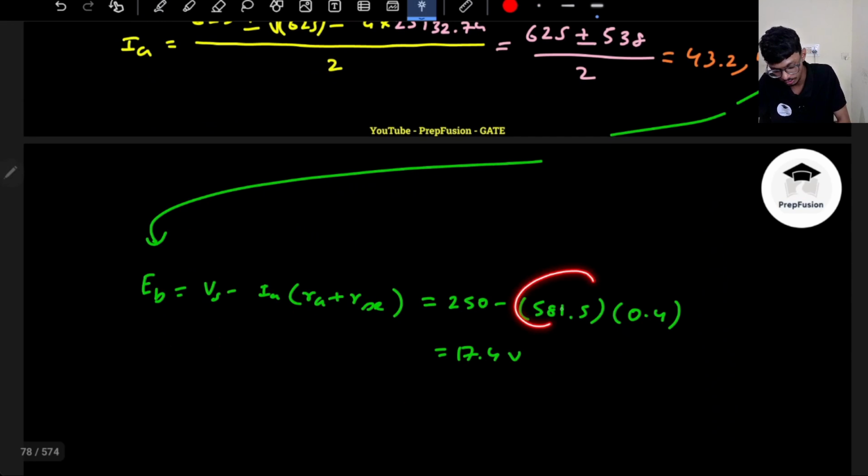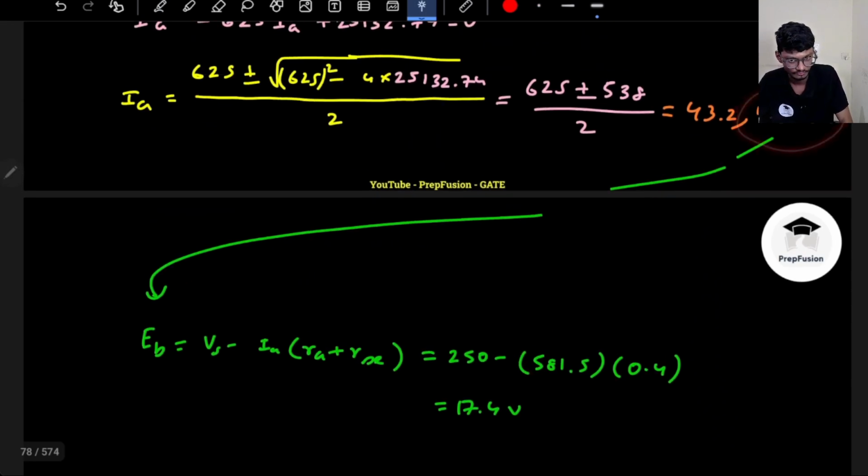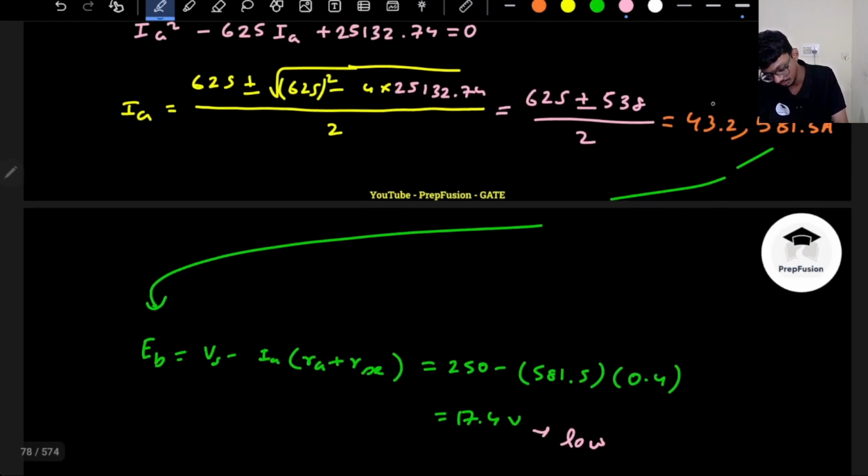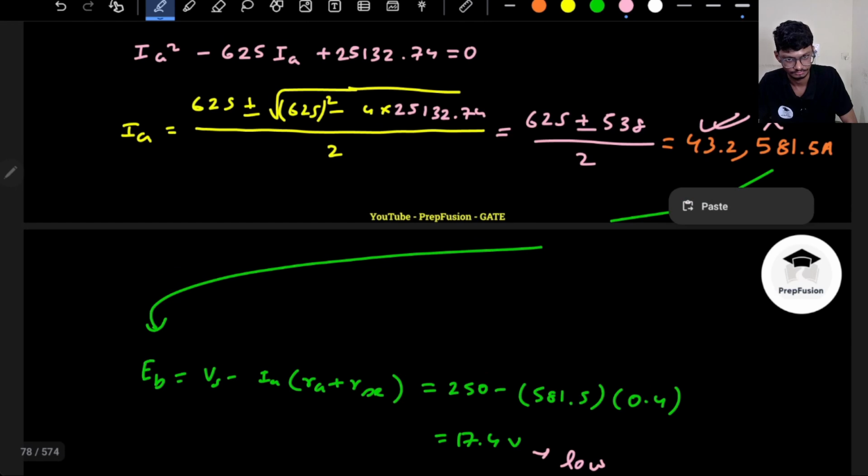This is huge. First of all, this is a huge current, very high current, and very low back EMF is getting developed. So this solution we will neglect. We will take this solution. This is the correct one. Okay, this solution will be the correct one.